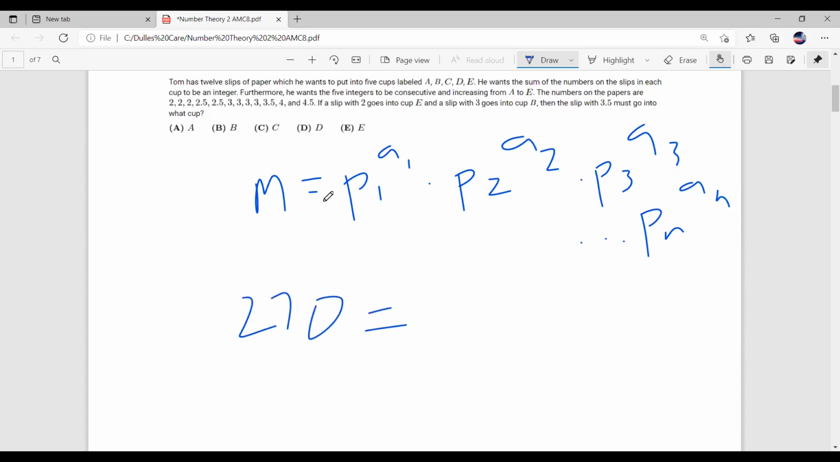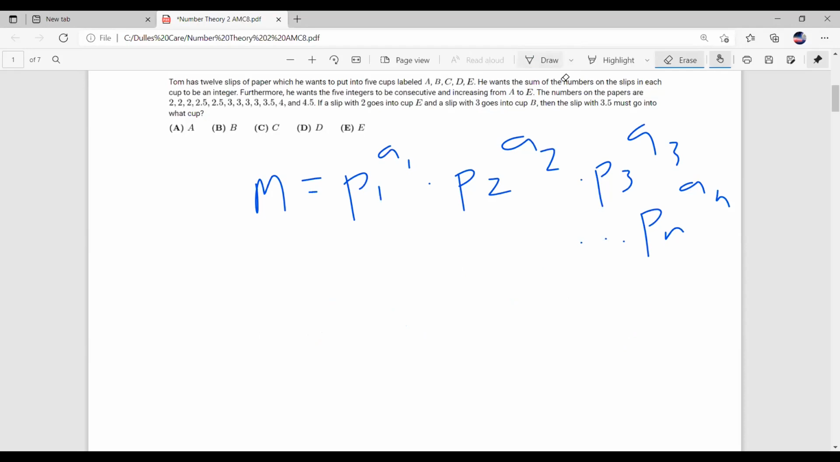270 is equal to 2 to the 1 times 3 cubed times 5 to the 1, right? So in that case, p1 equals 2, p2 equals 3, p3 equals 5. a1 equals 1, a2 equals 3, a3 equals 1, sorry about that. It's not equal to 5.